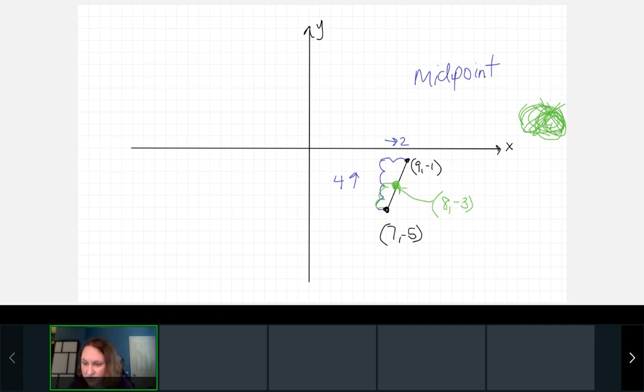How can you tell whether we should go from 9, 1 to... It doesn't matter. If you wanted to go the other way, if you wanted to start up here at 9, negative 1 and go to 7, negative 5, you're going to get the same answer. You would just go down 4 and left 2. So to get to the midpoint, you would have to go down 2 and left 1, and you'd end up at the same place.